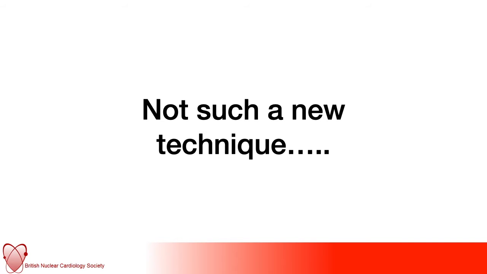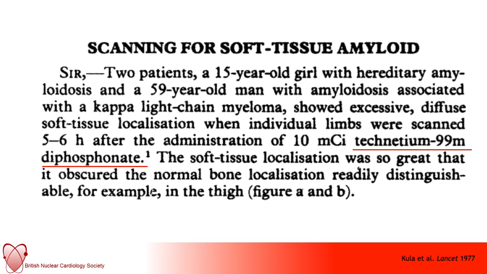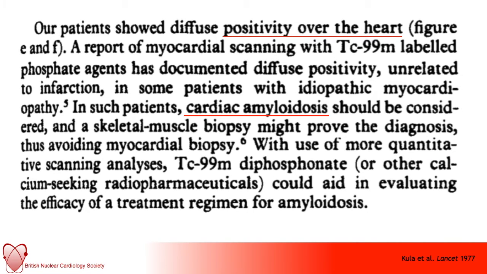And so how do you then go ahead and work these patients up? Well, you can obviously consider a cardiac MRI if needed, but there is a key role here for nuclear imaging. And I'm going to talk to you about not such a new technique. So this was a letter to the Lancet in 1977, where they wrote about 2 patients who showed uptake of technetium-99m diphosphonate within their hearts, and in such patients cardiac amyloidosis should be considered.